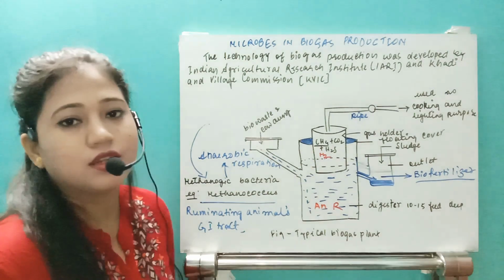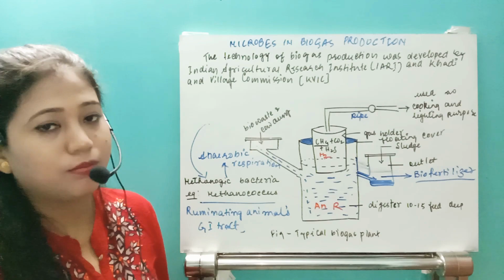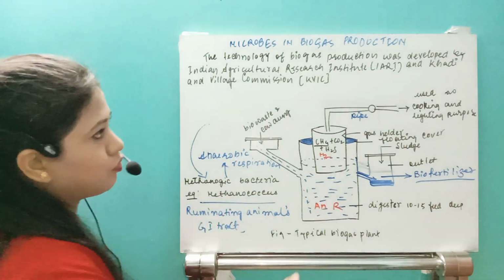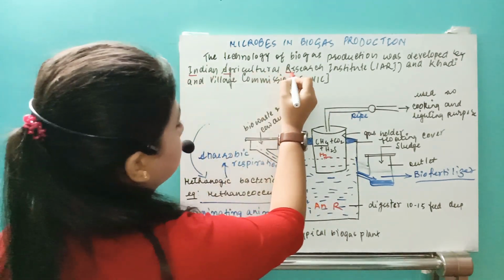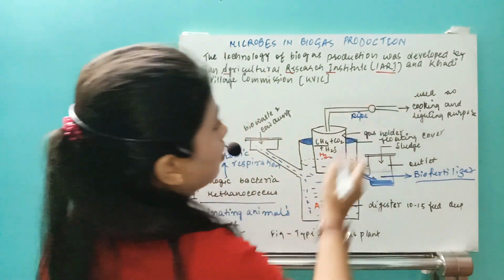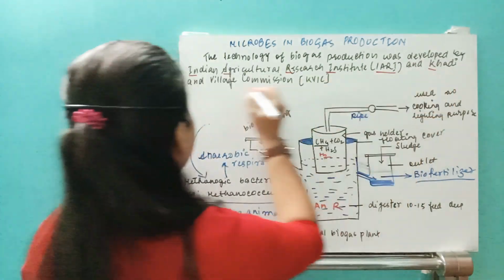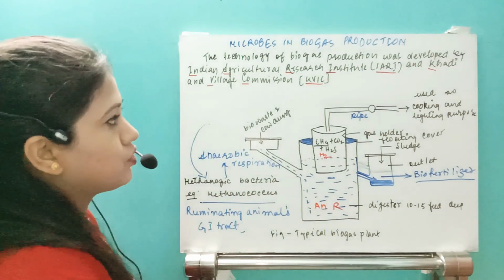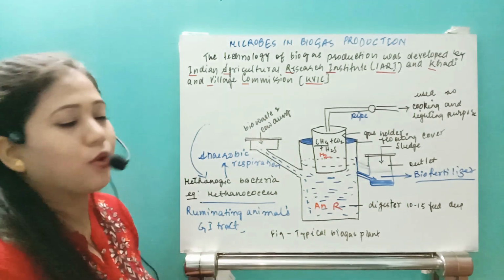Just see this biogas production, the whole plant, it was developed by two institutions. What are they? This technology of biogas production was developed by the Indian Agricultural Research Institute, also known as IARI, and the Khadi and Village Industries Commission, KVIC. So these two institutions developed this concept of the biogas plant.